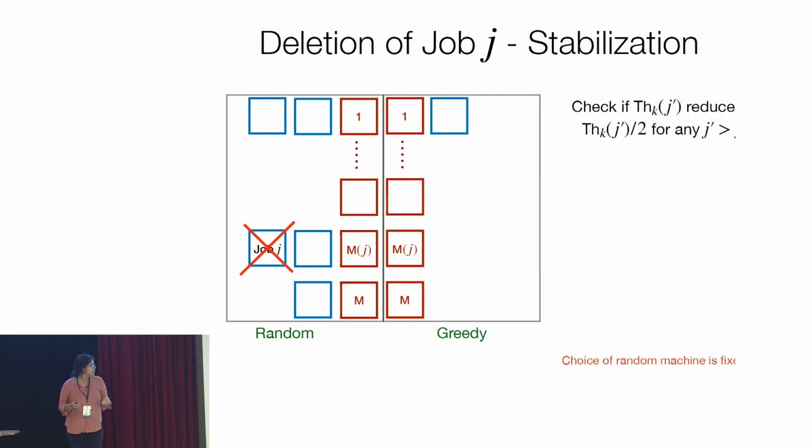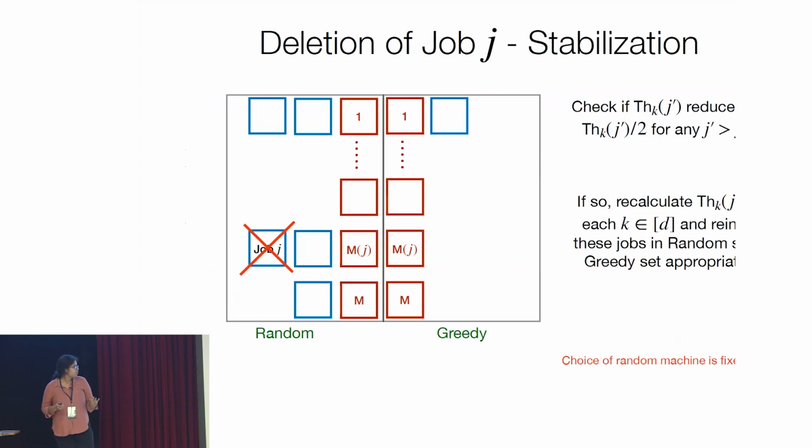Okay. So if the threshold does decrease by more than half, which means job J was this very large job, which influences the threshold for J prime a lot, right? So then what are we going to do? We're just going to recalculate this threshold for this J prime and reassign it. Is that okay?